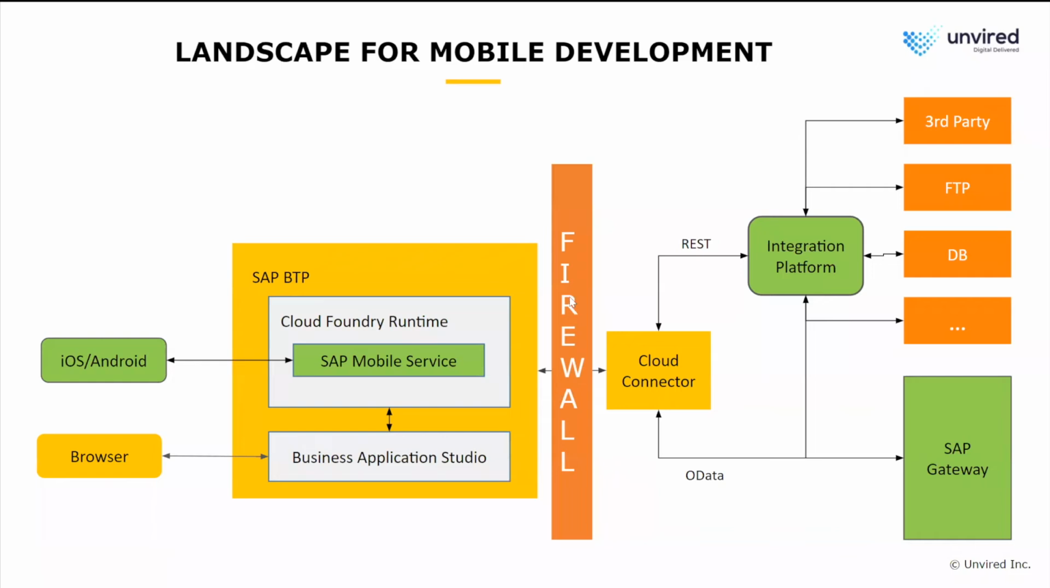So you would, in addition to the Business Application Studio, which is used to develop the web application, you would need a Cloud Foundry runtime, and you would need to enable the SAP mobile services, which provides you the infrastructure which is required to do the synchronization, the authentication, the logging, crashlytics analysis, and all of that infrastructure is available in the SAP mobile services, as a part of the Cloud Foundry runtime. But on the on-premise landscape, nothing else changes.